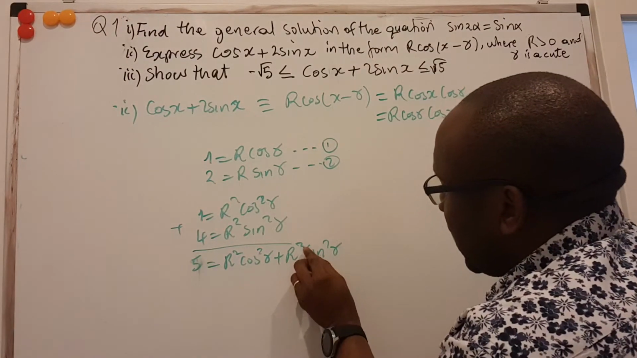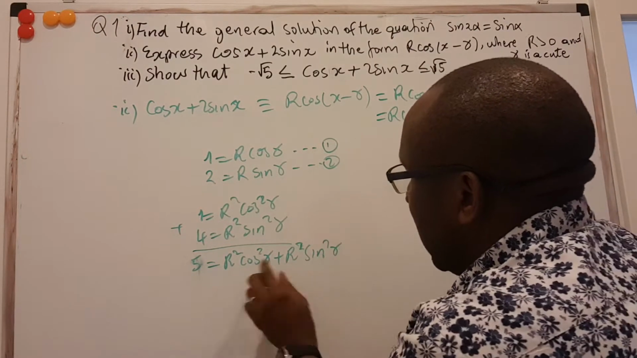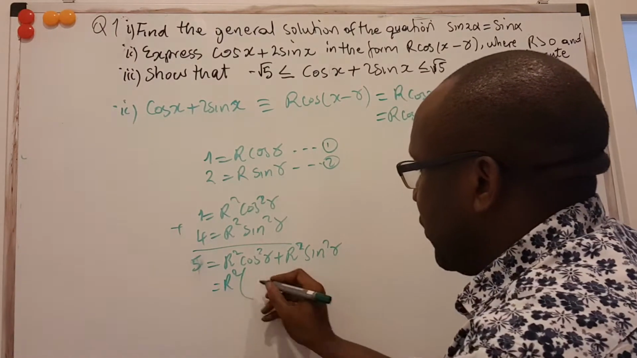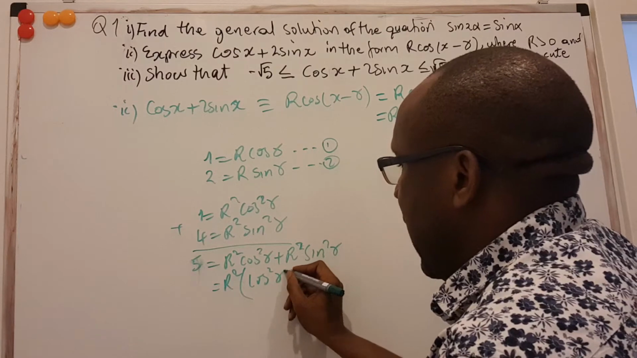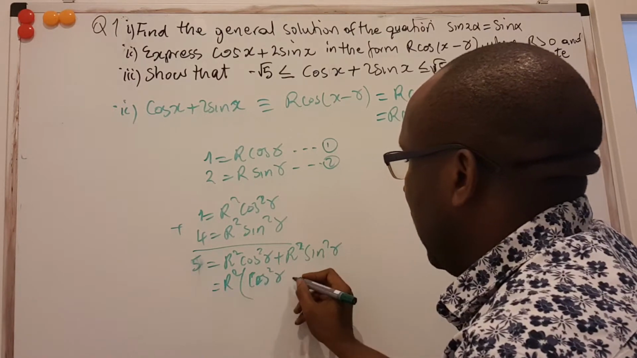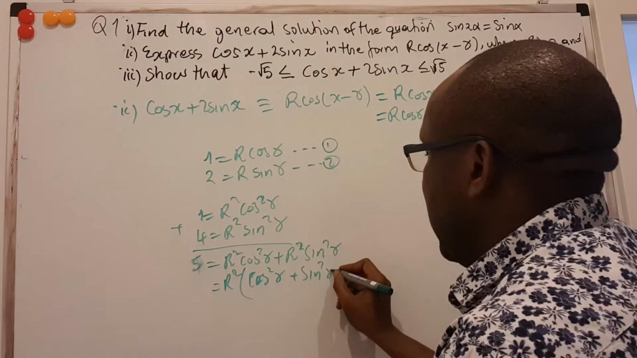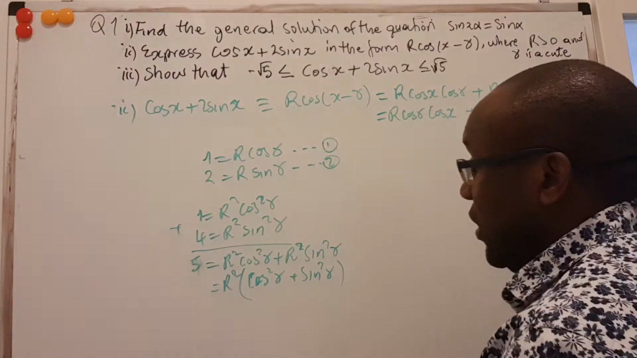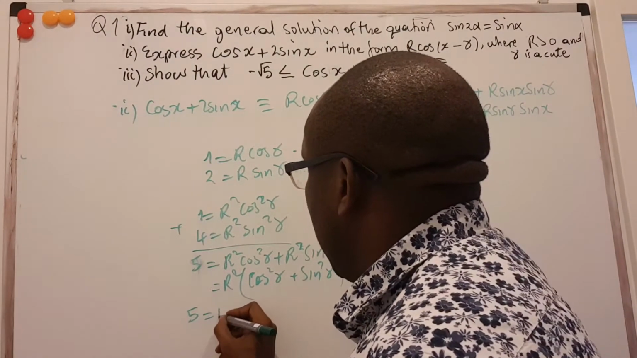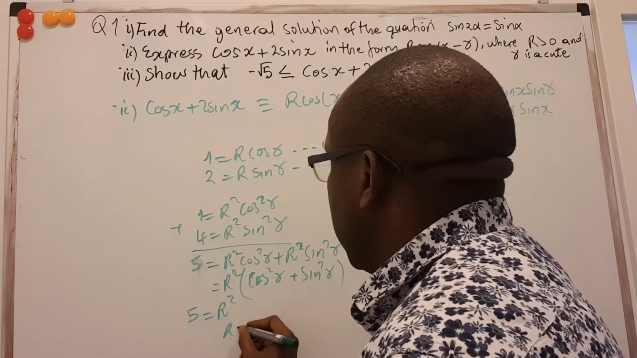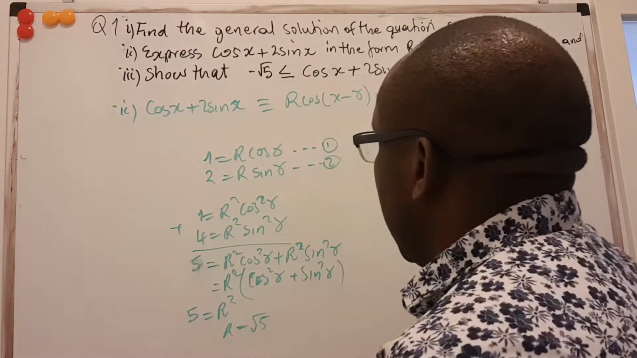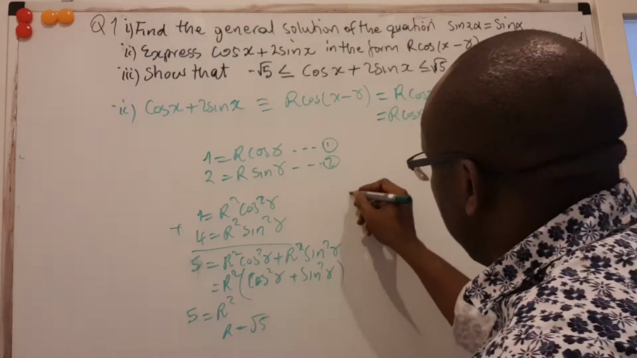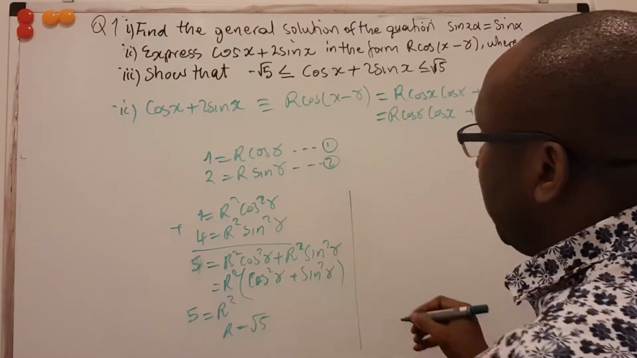But r squared is the same here, so I can factorize and put it outside as r squared into brackets. I remain with cosine squared gamma plus sine squared gamma. From the fundamental trigonometric identity, this is 1. So it means that my 5 is equal to r squared, so r is equal to the square root of 5. r is positive, so I don't take the minus. We are left now to look for gamma.